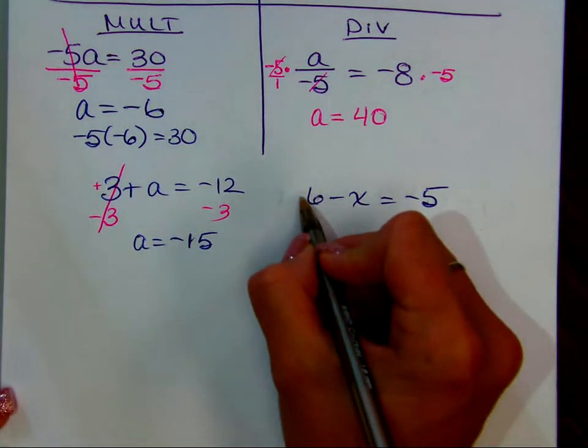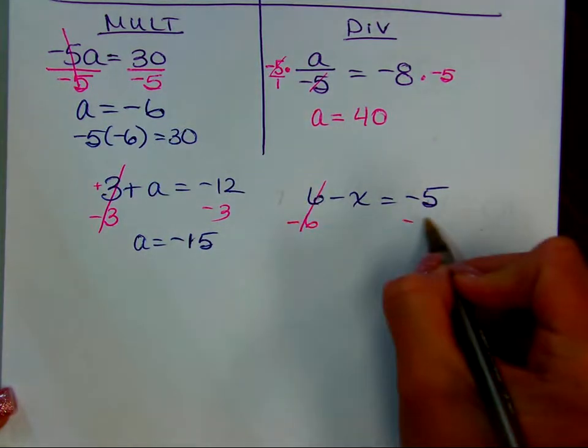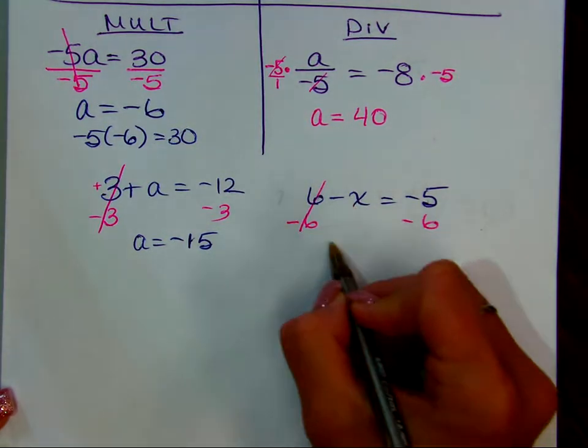Okay, the only one to look out for would be if you have 6 minus x is equal to negative 5.